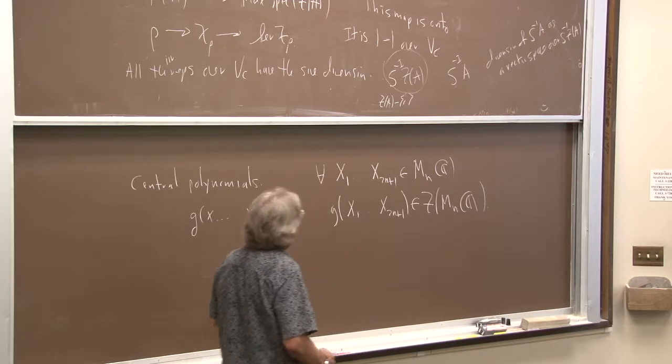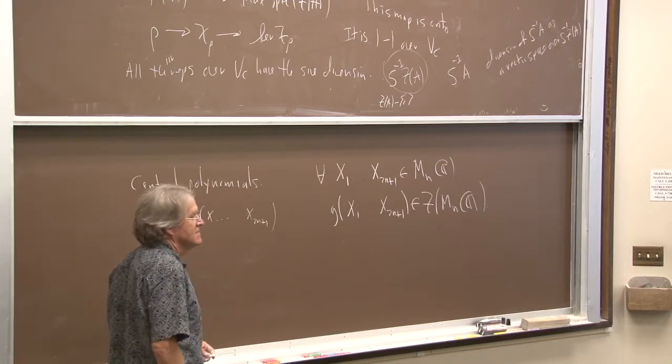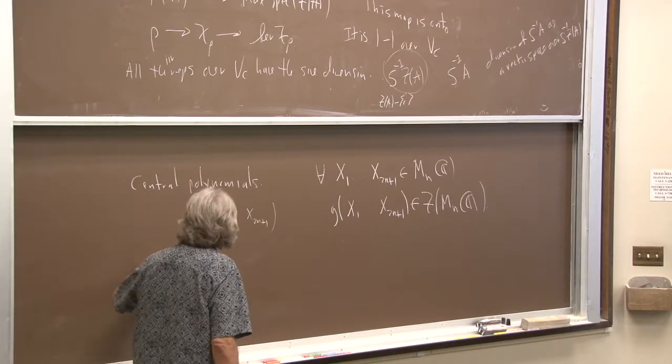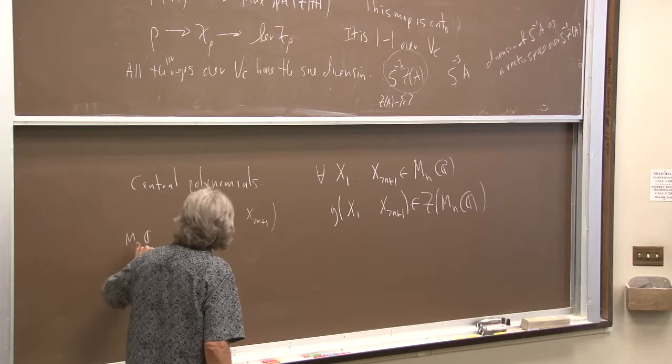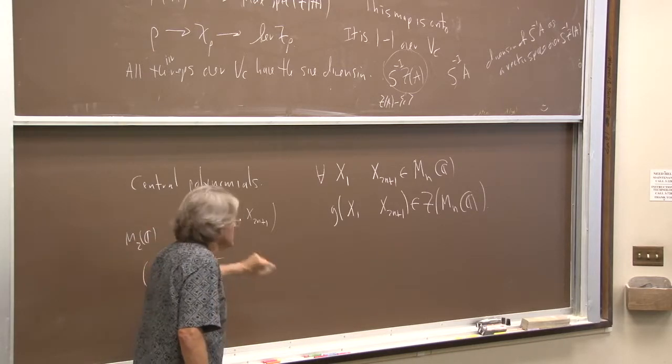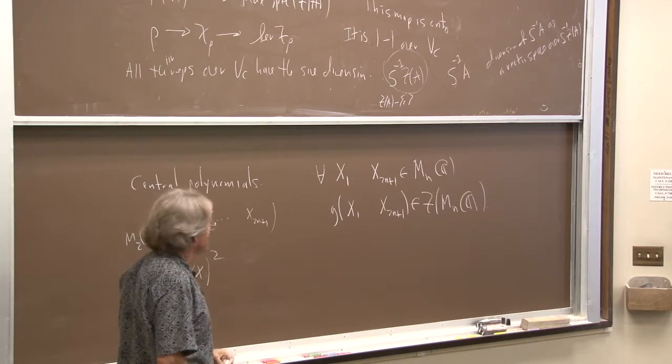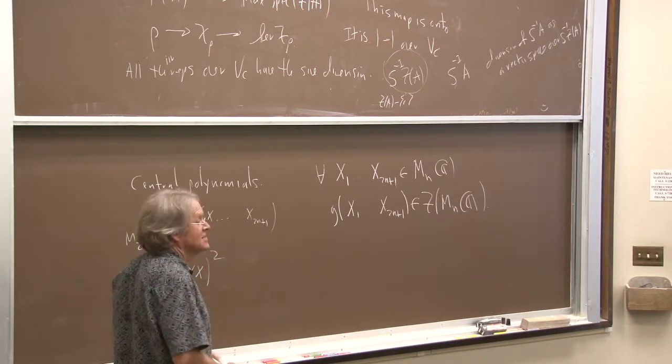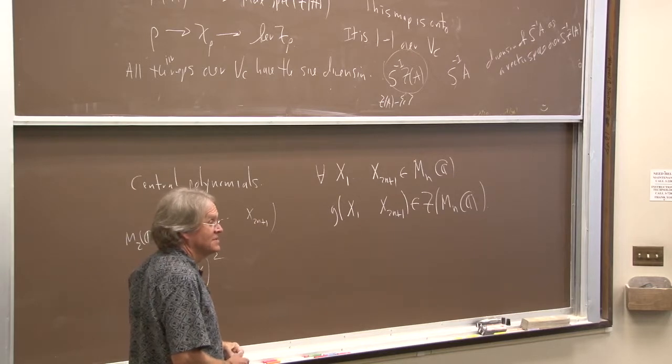And of course, there's some non-zero value. They didn't even know these existed till the 1970s. And so, for 2 by 2 matrices, you could take xy minus yx squared. Okay, and that is a central polynomial for 2 by 2 matrices.